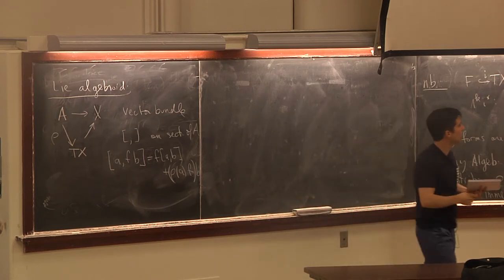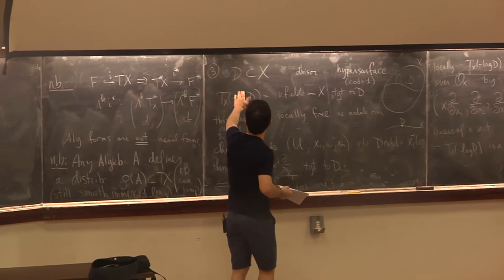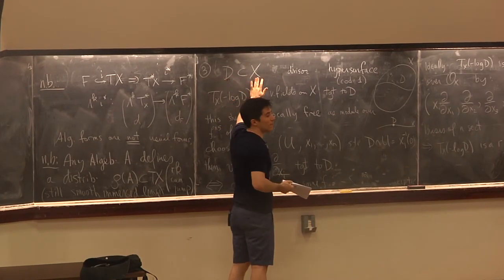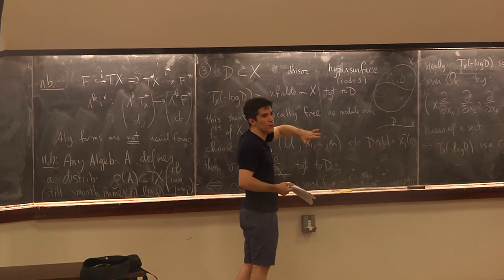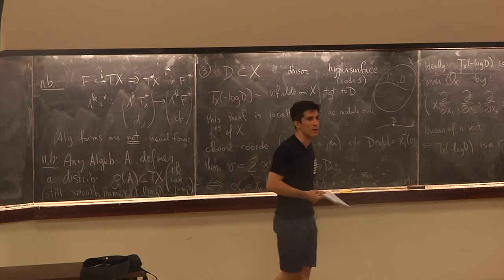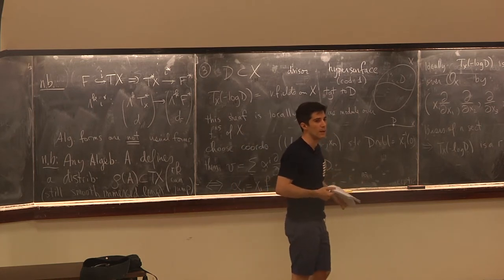So everything so far is just that D is a codimension one submanifold of X, whether it's holomorphic or smooth. Nothing I've said so far depends on which category you're in.